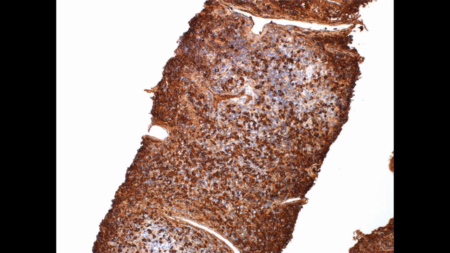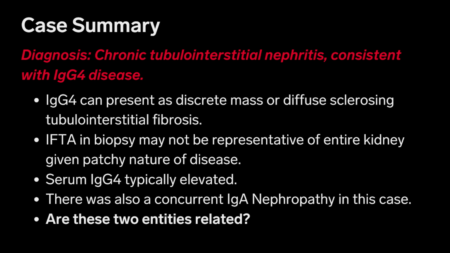Okay, so overall, what was your final diagnosis? So the biopsy findings are consistent with a chronic tubulointerstitial nephritis consistent with IgG4 related disease. Renal involvement in IgG4 related disease may present as a discrete mass or a diffuse sclerosing tubulointerstitial disease. Since the fibrosing process may be localized and abruptly transition into normal cortex, the degree of fibrosis in the biopsy may not be representative of the overall extent of renal fibrosis. Therefore, correlation with radiographic images is recommended.